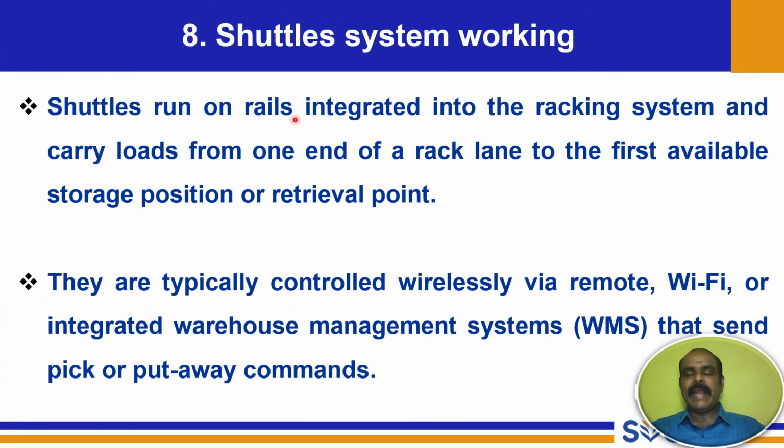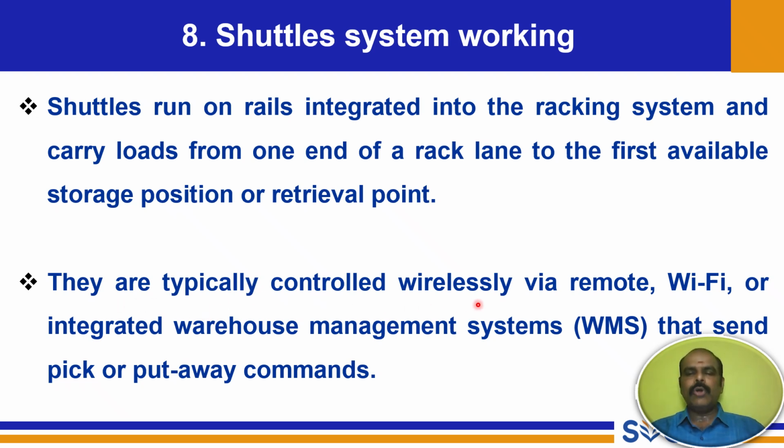Shuttles run on rails integrated into the racking system and carry loads from one end of a rack lane to the first available storage position or retrieval point. So it is as simple as this. It's going to run all along the length of the rack, and there are going to be rails connected to these racks at various levels. Theoretically speaking, we can have various levels.